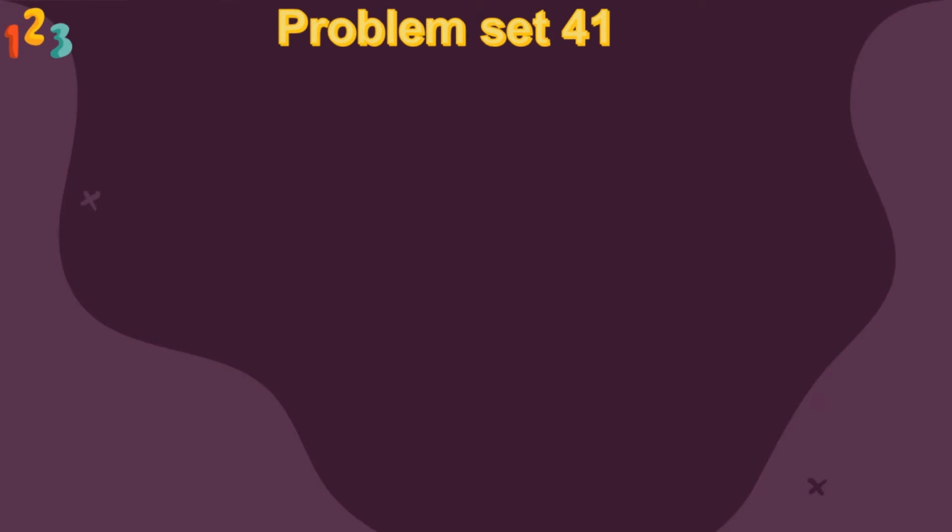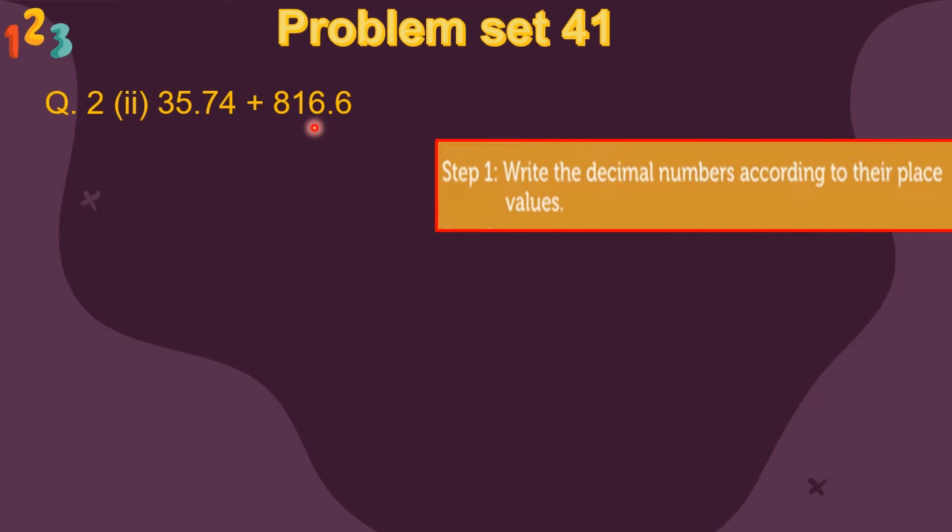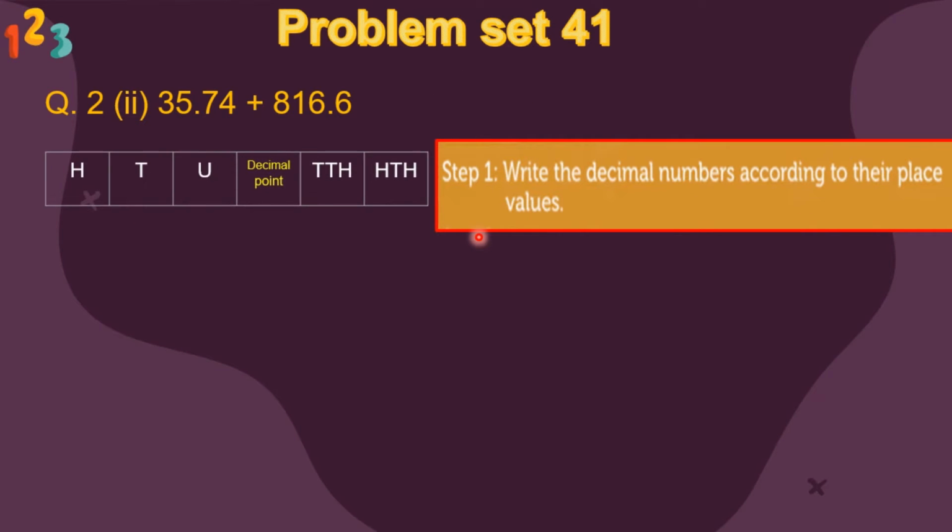Let us solve problem set 41. Here is the example from question number 2: 35.74 plus 816.6. Here we do the addition of the given two decimal fractions. We have to follow certain rules while adding decimals. The very first step is to write the decimal numbers according to their place value. So we'll make the place value chart and arrange the given digits as per their places.